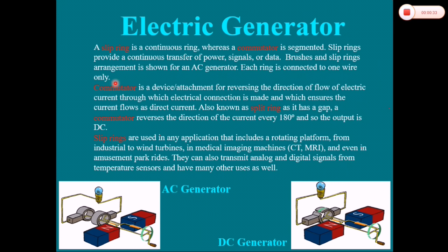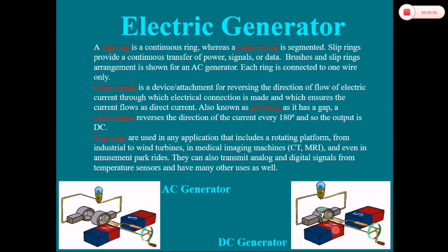The brushes and slip rings arrangement is shown for an AC generator here. Each ring is connected to one wire only. See here, each ring is connected to one wire. This one is connected to this wire and this wire is connected to this ring.